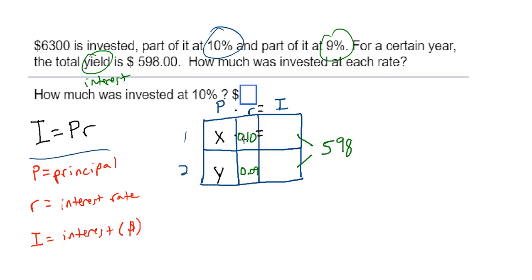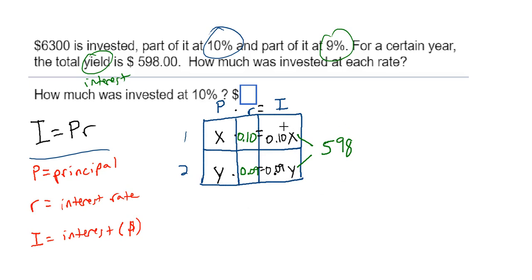We multiply the first two things together, write the result in the box for the third column, because the formula tells us that that's where it belongs, right? P times R is equal to I. This is P, this is R. If I multiply those together, it equals I, so I write the result in the box for I. It'll be 0.10x, and when I multiply these together, I'll get 0.09y.